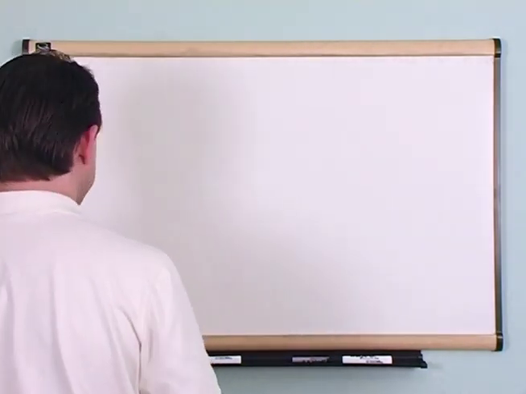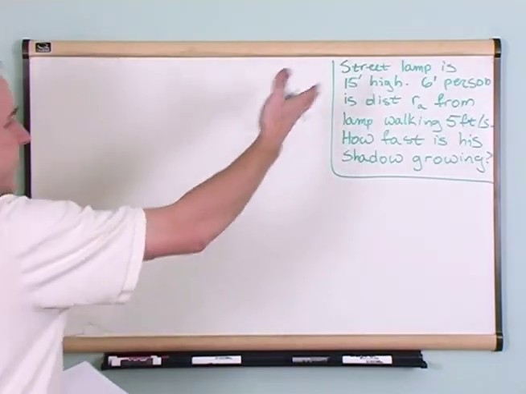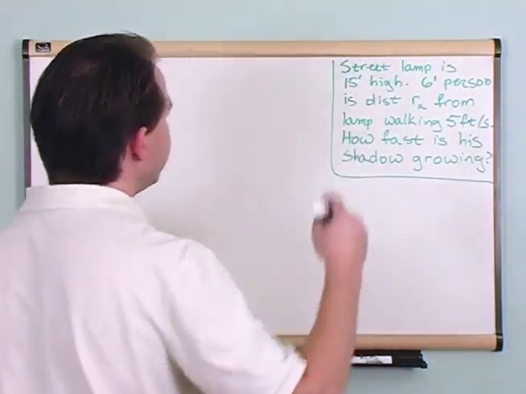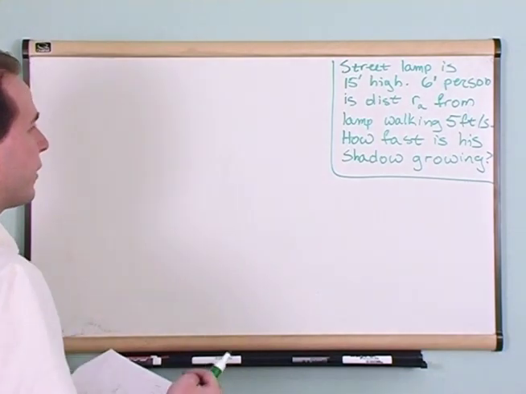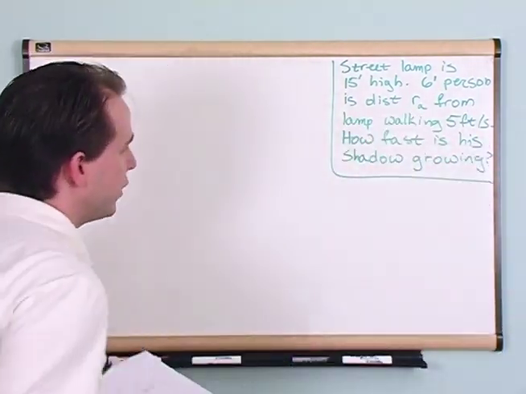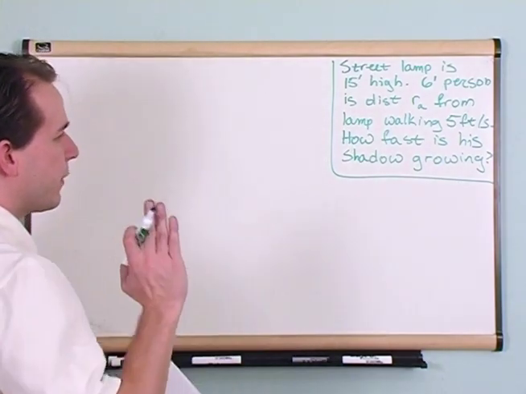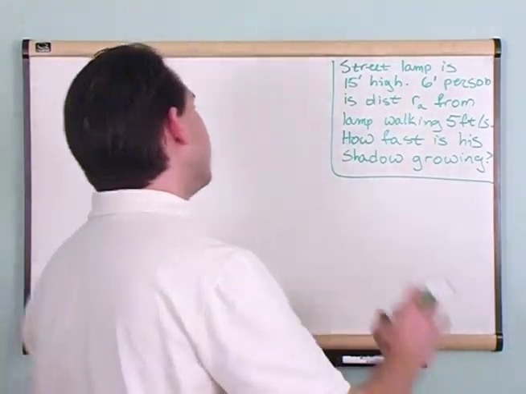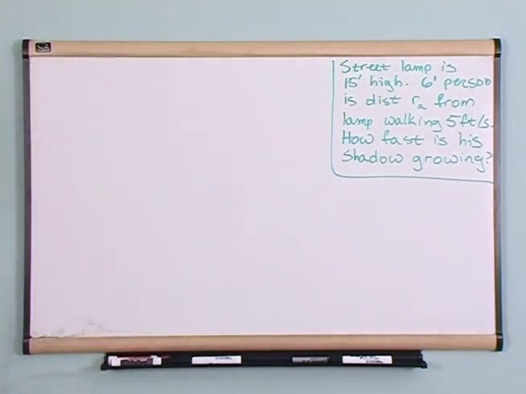Now here's a problem that's kind of interesting. You have a street lamp, a big light like on the side of the road, and it's 15 feet high. Then you have a 6-foot person some distance away from the base of the lamp, some distance RA, it's unknown, and that person is walking away from the lamp at 5 feet per second. So he's walking away. How fast is his shadow growing?